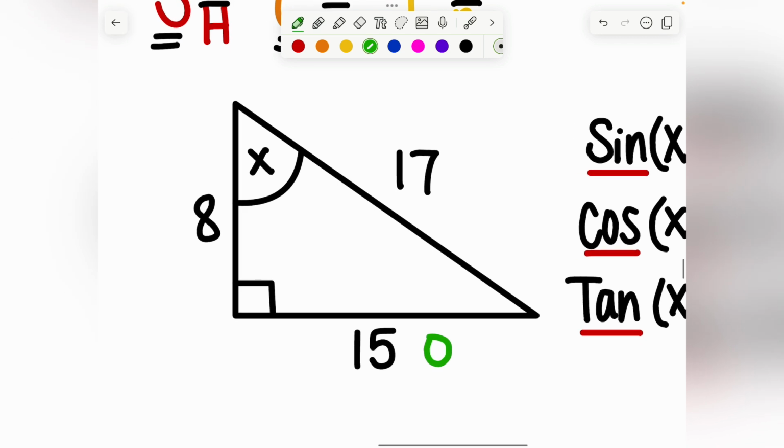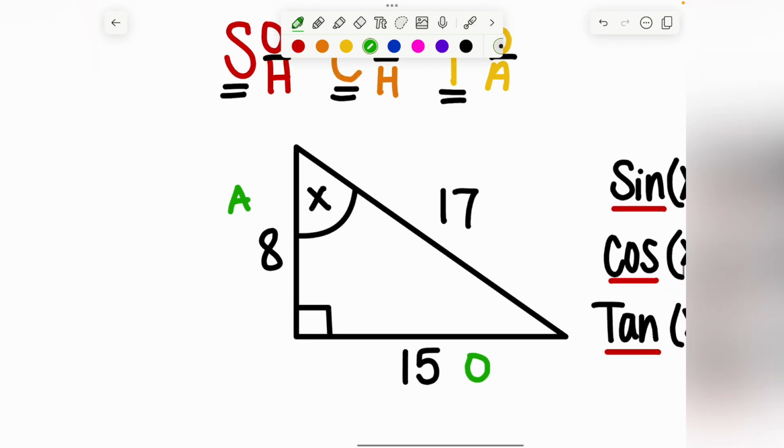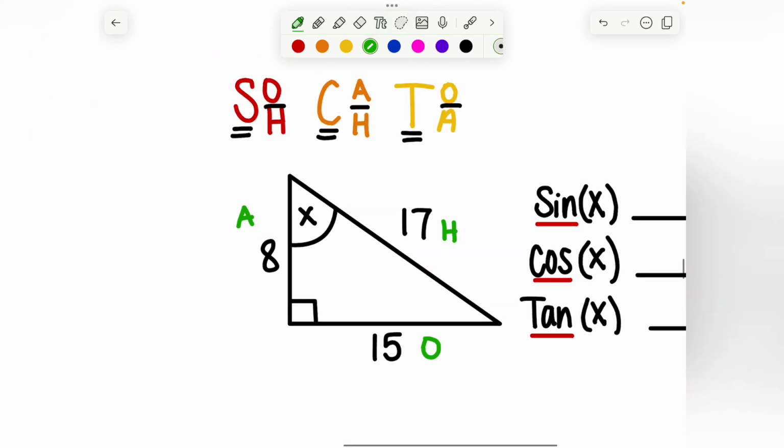Then we have the side right next to the angle. This is what we call the adjacent side. Adjacent means right next to, so I put an A for adjacent. Now the side that's across from the right angle, the slanted side, is always called the hypotenuse. So now you can see where these letters are coming from. The O means opposite. The H means hypotenuse. And the A means adjacent.